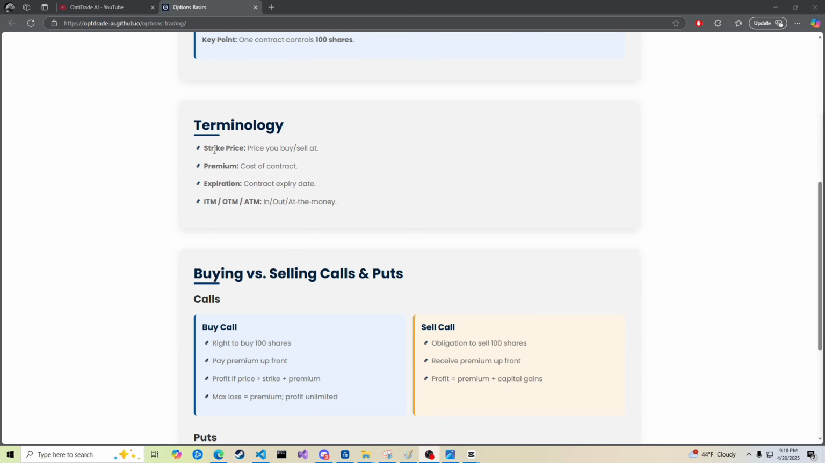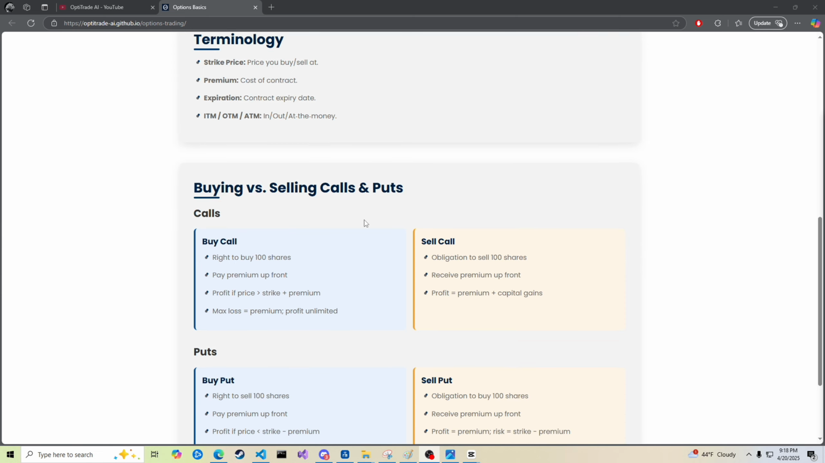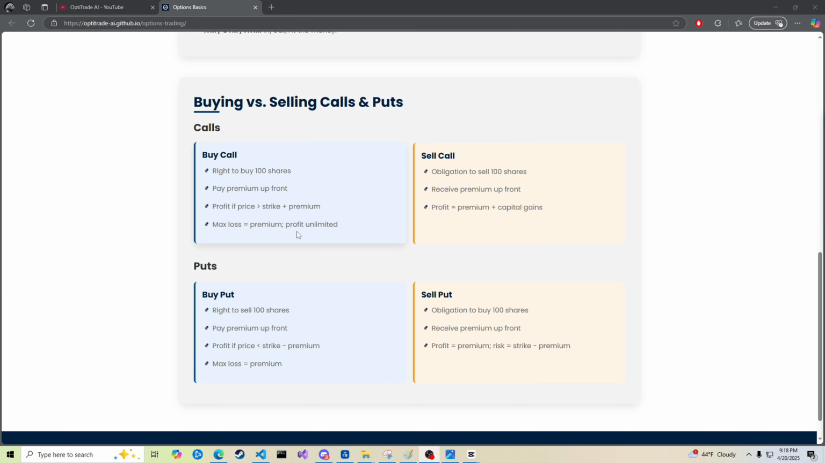Some key terminology: the strike price is the price you buy or sell your contract at. The premium is the cost of the contract. You can collect premium and you can pay premium for a specific contract. Expiration is just when the contract expires. And then you have in the money, out of the money, and at the money, which basically comes up when you're talking about the strike price. So, getting into some of the actual examples of buying versus selling, calls and puts, let's dive in.